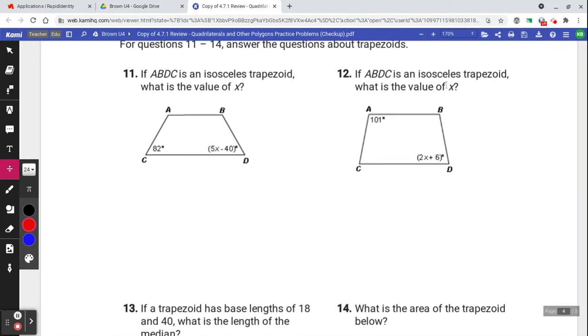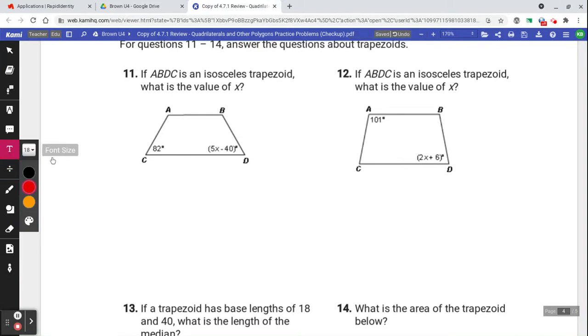In an isosceles trapezoid, you're going to set it up again. I'm not setting everything up because we've done them so recently. In an isosceles trapezoid, again, we could say these are equal down here. Angle D is equal to angle C. So this would be 2x plus 6 right here.